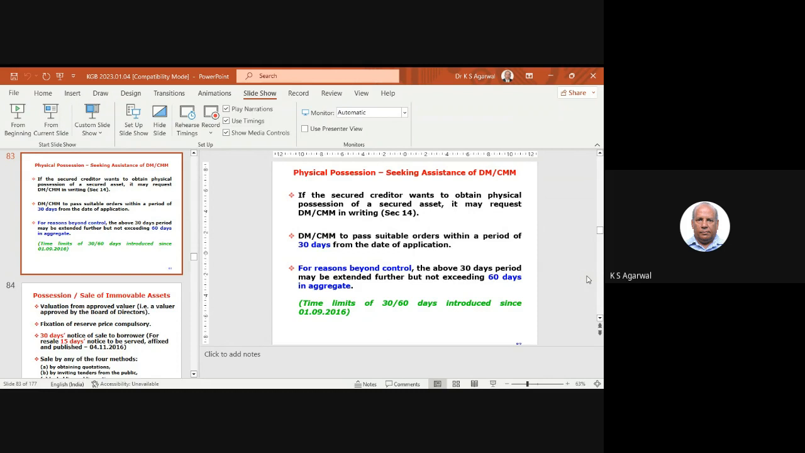So I will make an application there, and they will pass a suitable order within 30 days. And if there are some reasons beyond control, then they may take 60 days time. So DM, CMM have to pass the necessary order within 30 days or 60 days, compulsorily. This is in law. This 30 days, 60 days period has been introduced with effect from 1st September 2016. Earlier, no time limit was there. So in older book, this 30 days, 60 days may be missing, but please remember it.